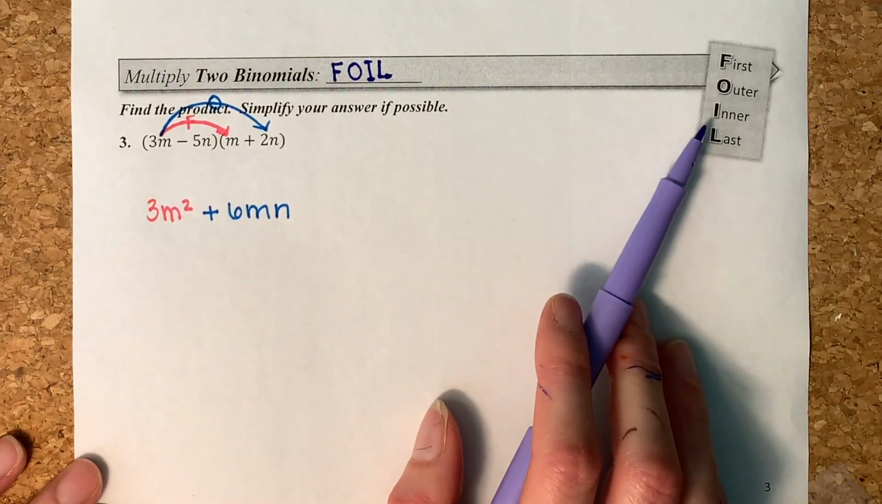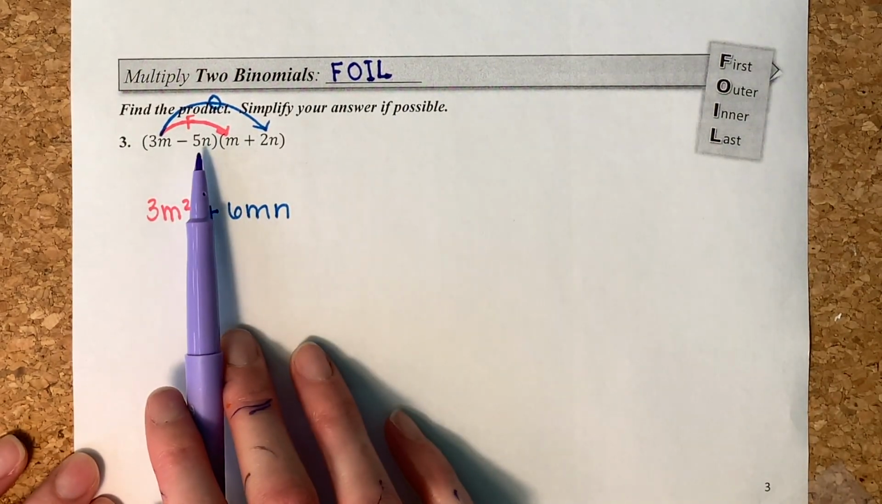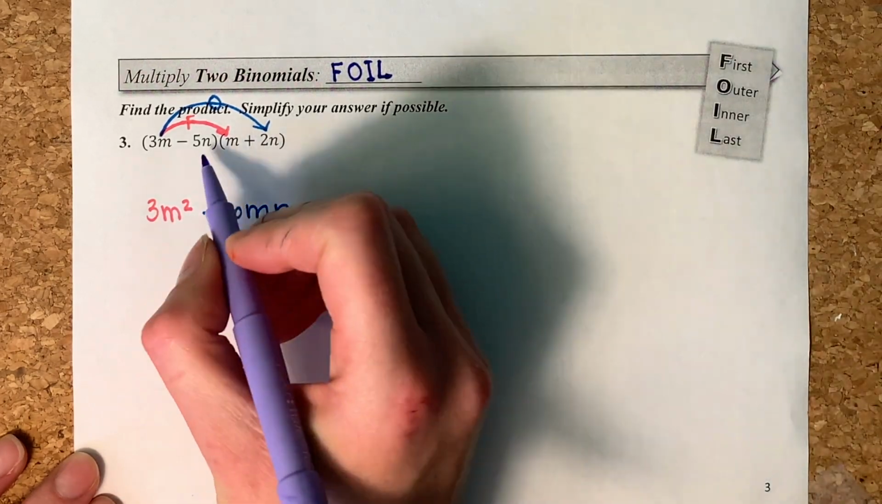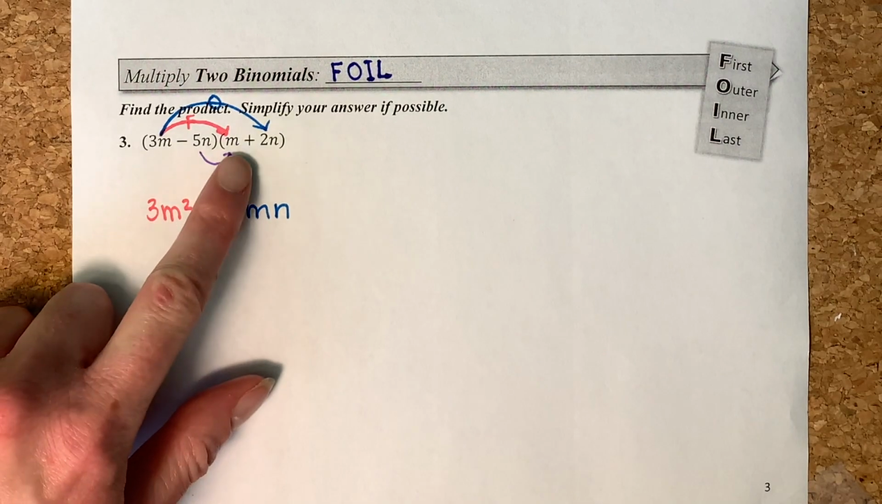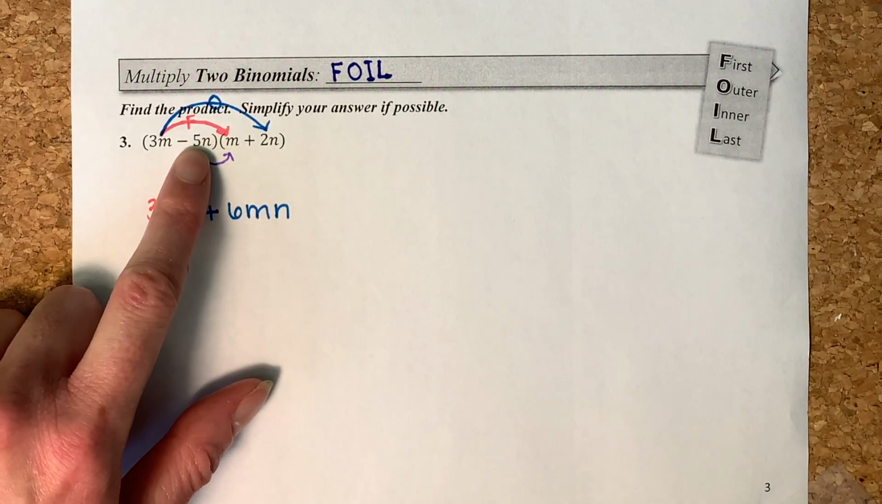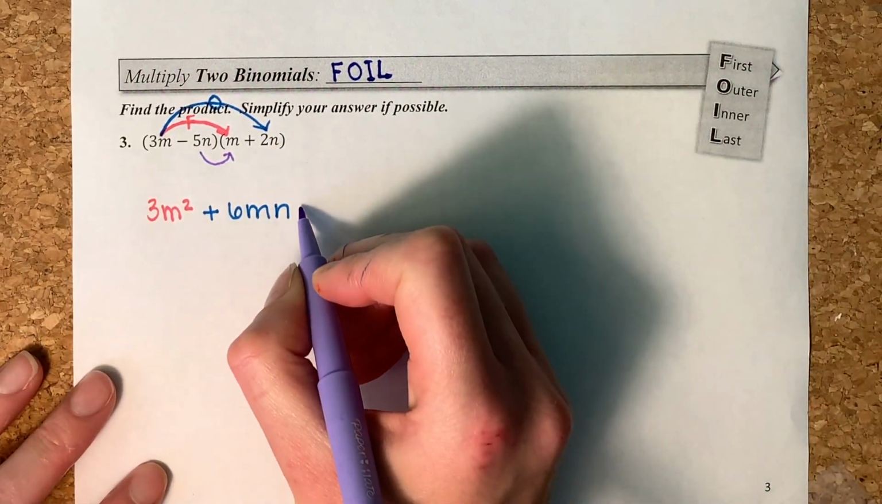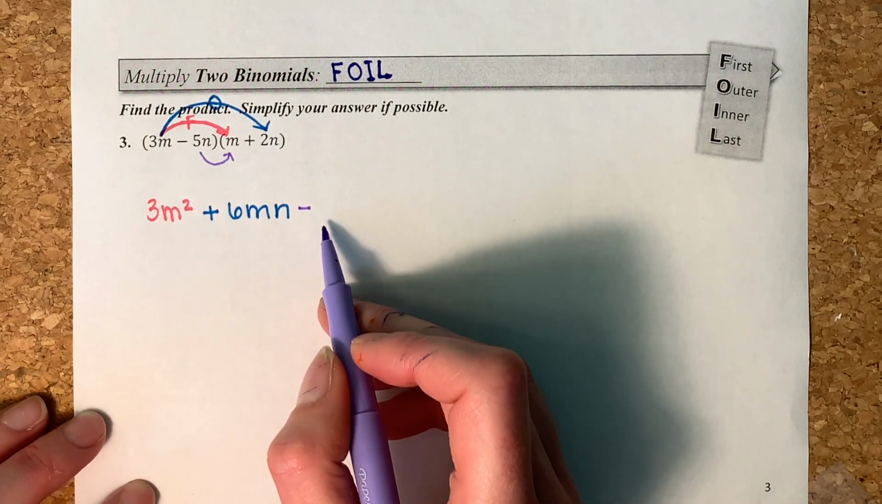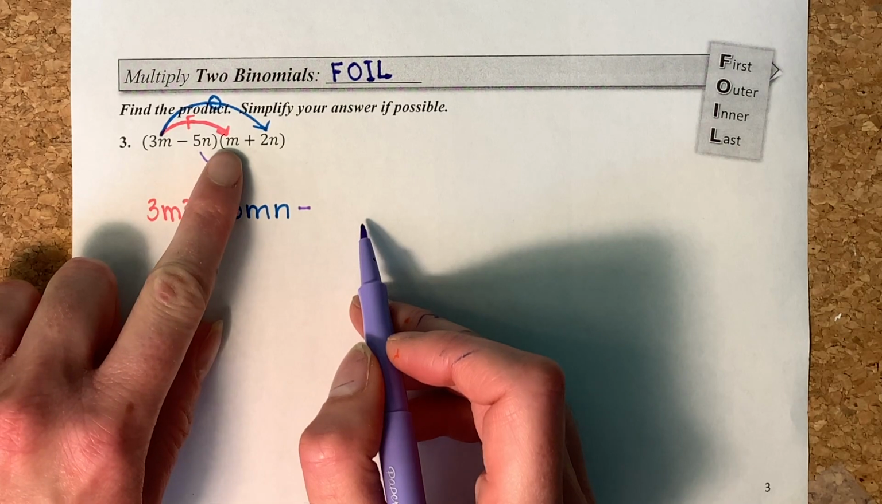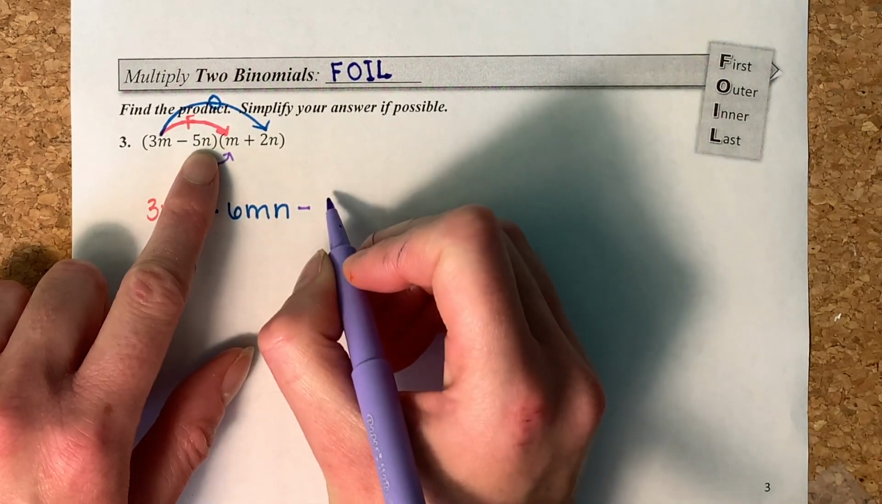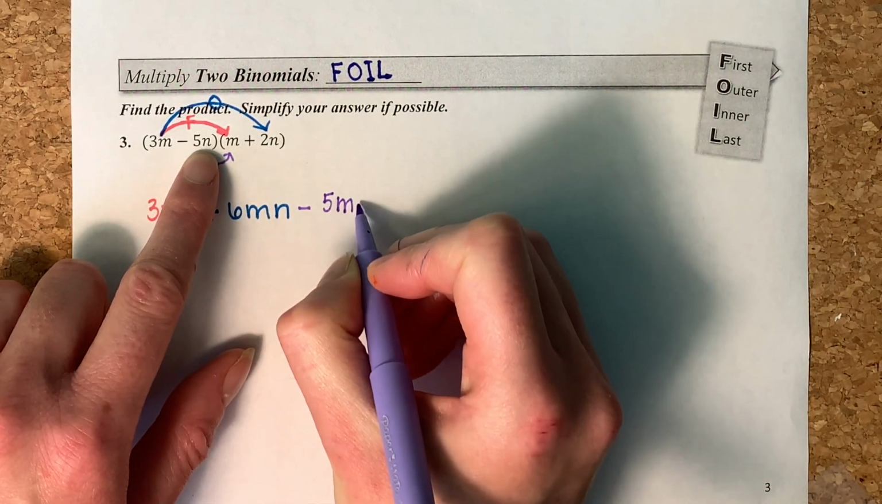The I in FOIL stands for inner, and that tells us to multiply the inner two terms. So we're going to take negative 5n times m. Negative 5n times m will give us negative 5nm. Now, typically when we're writing expressions in mathematics, we put the variables in alphabetical order. So m comes before n in the alphabet, so I'm going to write this as negative 5mn.